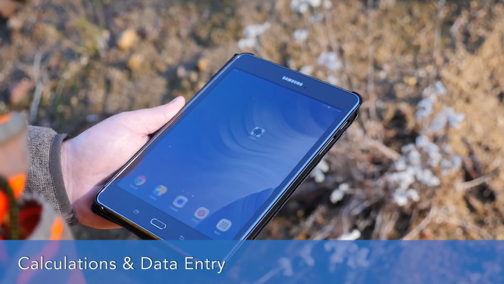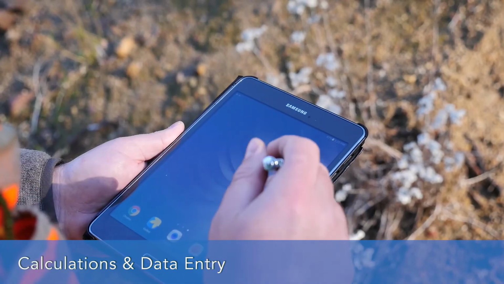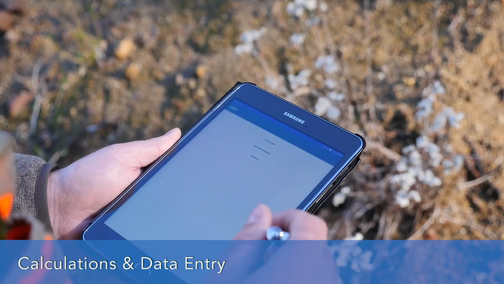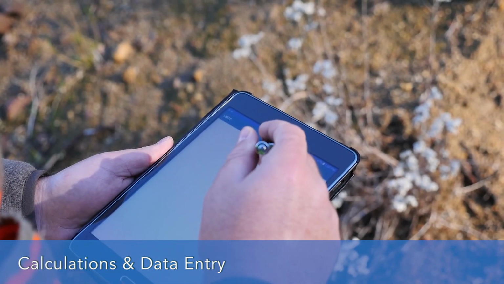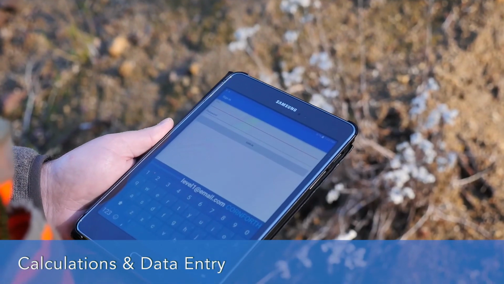Okay. If you've collected all your information on the paper forms, at this point you can go in there and start entering the information into your application.